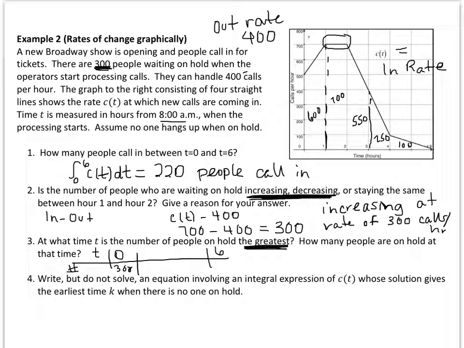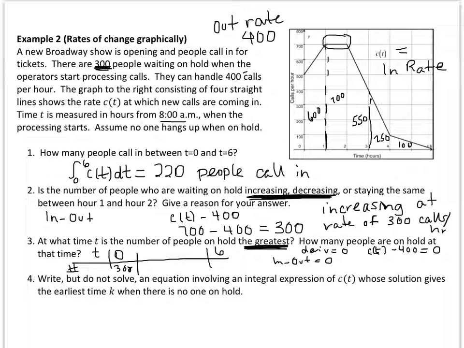And then I need to figure out, okay, what are the critical points here? I remember that my critical points are where the derivative equals 0. So that's where in minus out equals 0. So that's where C of t minus 400 equals 0. But now I can't just graph it on my calculator and do second calc zero, because I have a graph of C of t, not a formula for it. So I'm going to have to do something with that graph.